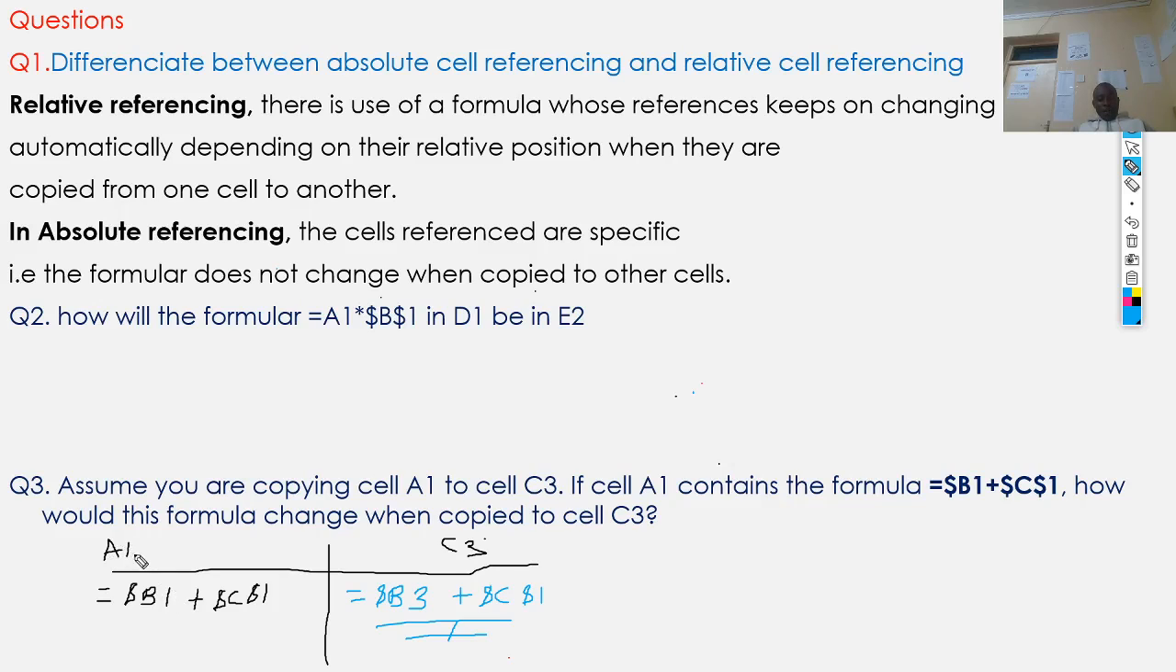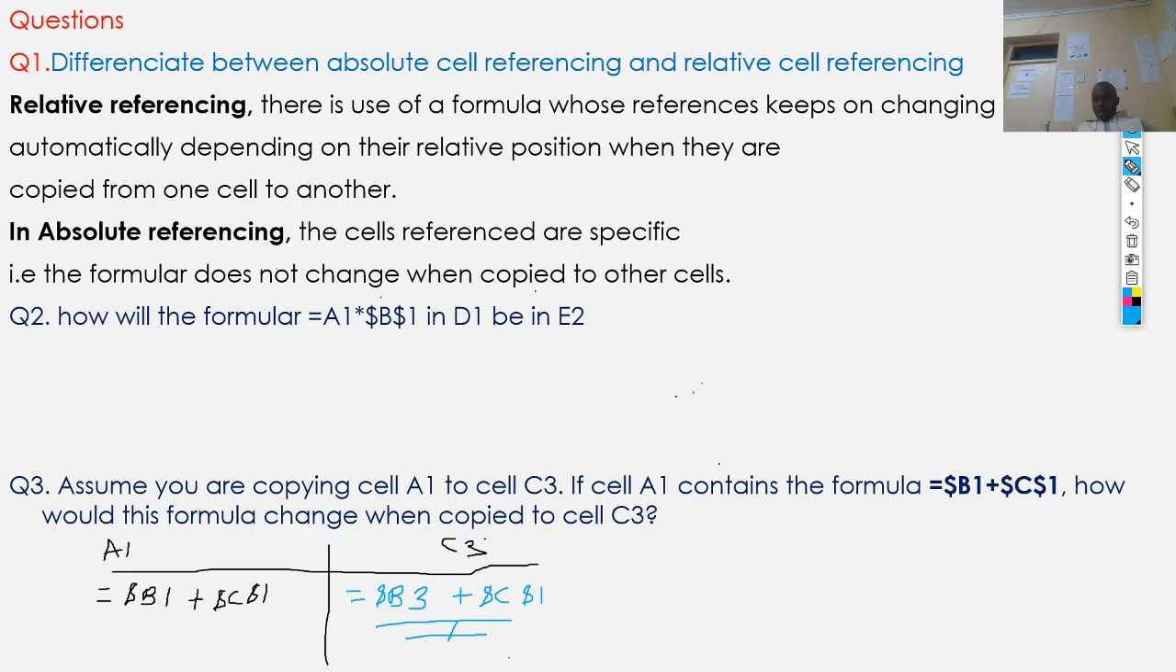So you look at the number here, it was A1 and the number remained 1. And now here is C3, the number will remain 3. So it is $B3 plus $C$1. So that is how the formula will be in C3. That's how it will look when copied to C3.